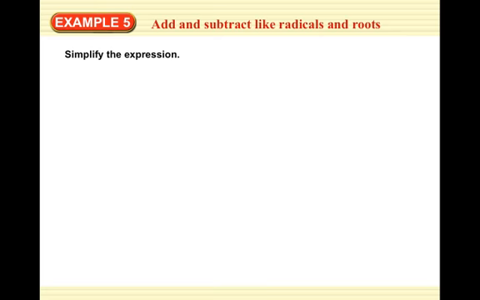Alright, let's talk about like radicals. Two radical expressions with the same index, so the same kind of root. They're both either cube roots or fifth roots or square roots or fourth roots. They're just the same, and the same radicand. So you're taking whatever root you're talking about, cube root, fifth root, of the same value. What's inside the root is the same. Alright, so we're going to add and subtract like radicals and roots.